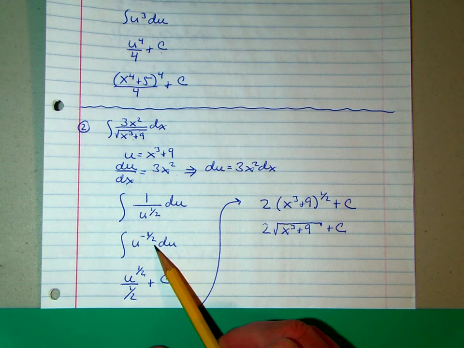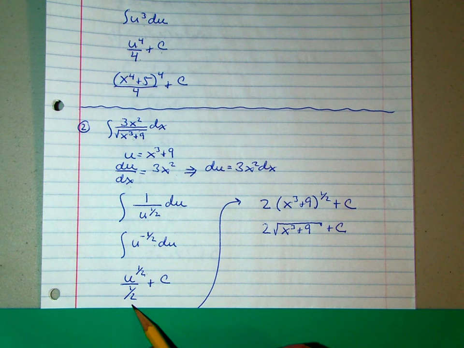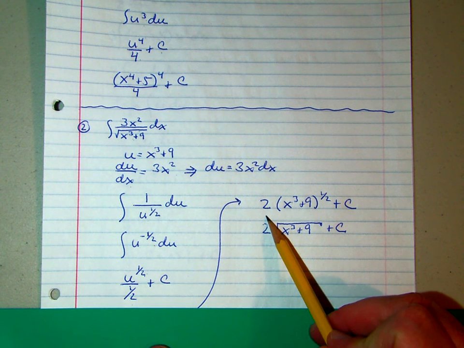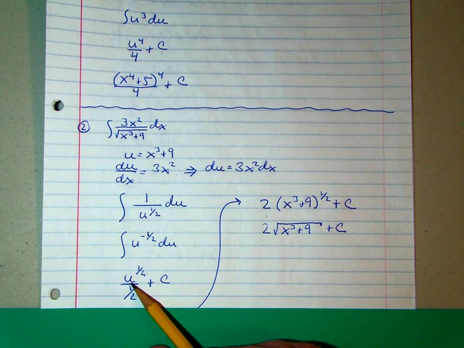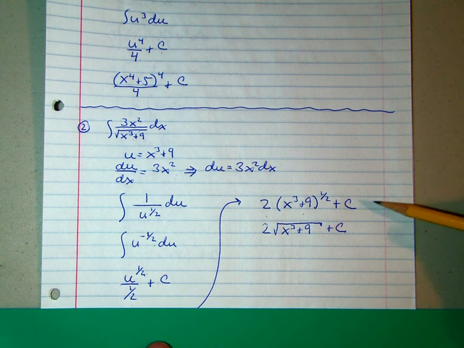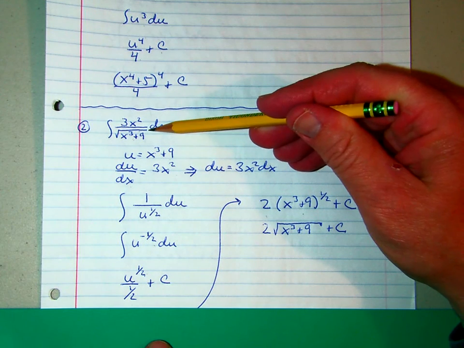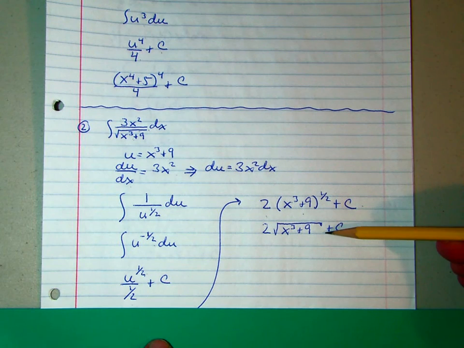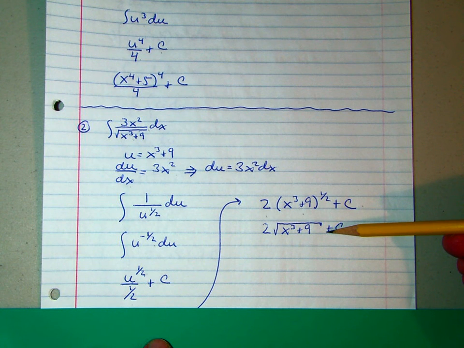Now with straight up power rule, exponent goes up by 1, divide by the new exponent. Dividing by 1/2 is the same as multiplying by 2. Substitute that x to the third plus 9 back in for the u, and that's being raised to the 1/2 power. This answer right here is 100% perfectly acceptable. Chances are, if the original problem was given to you in radical form, the answer, like if you check it in the back of the book or as a multiple choice problem, is probably going to be in radical form, but there's nothing wrong with leaving it like that.